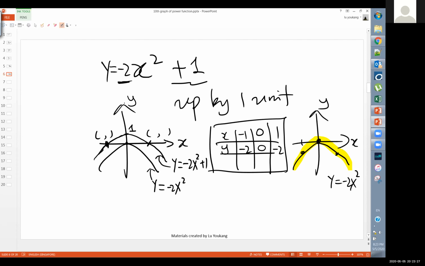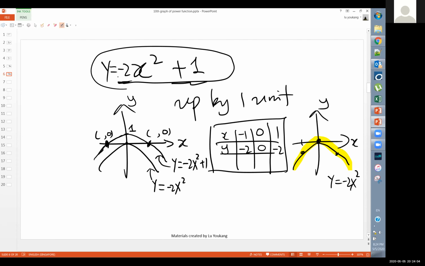If you are asked to draw the two graphs on the same x and y axis, these are the two graphs. Of course, for this, you have to indicate this point. So this point, the y coordinate is always 0. So then you have to solve this quadratic equation, which I'm not going to solve here, because for a quadratic equation, you should know what to do, right?